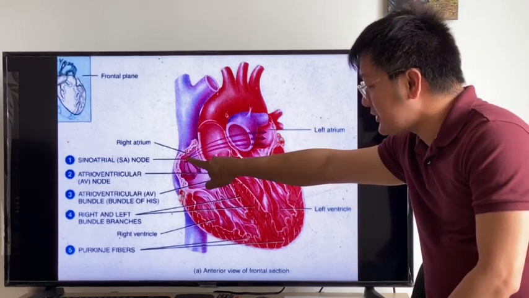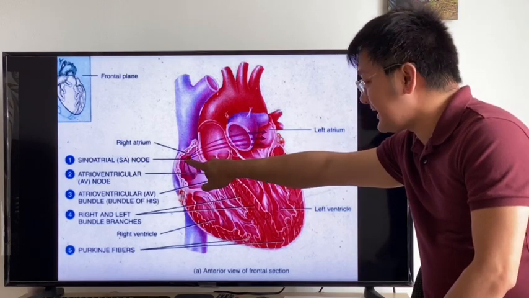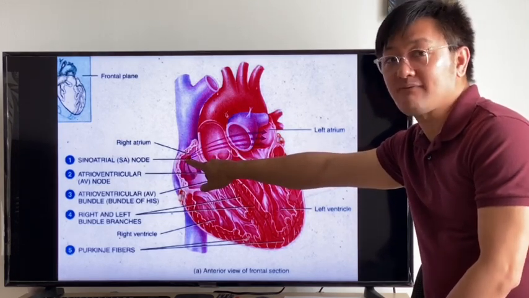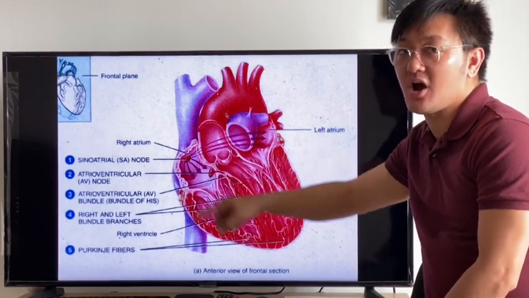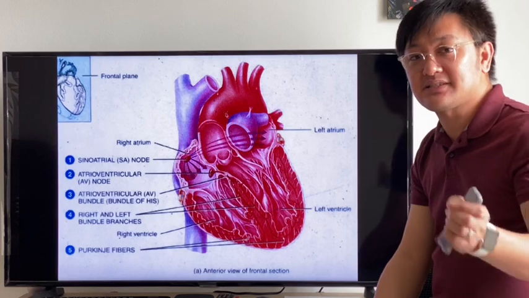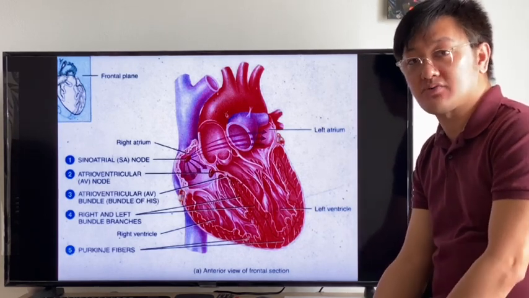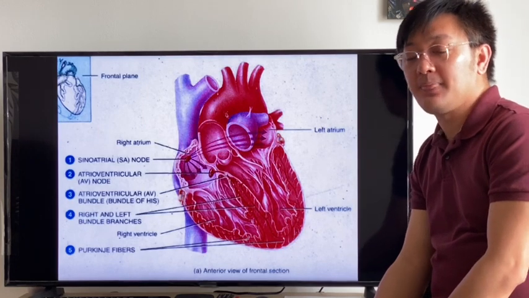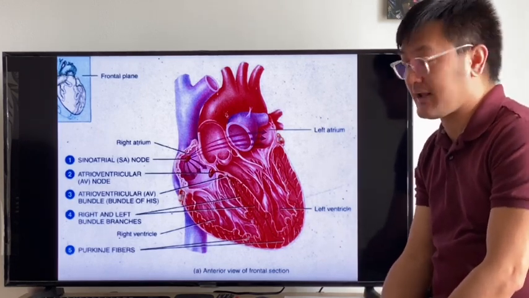Once the SA node is healthy, you will have a good rhythm. By the way, the SA node can generate a heart rate ranging from 60 to 100 beats per minute. If the heart rate is greater than 100, we call that tachycardia. If the heart rate is less than 60, we call that bradycardia.